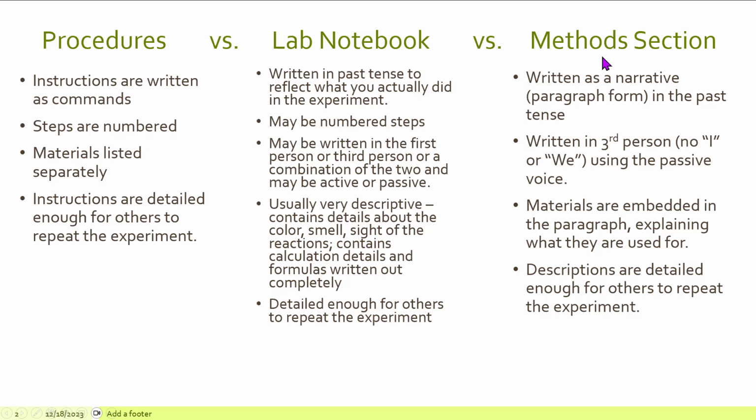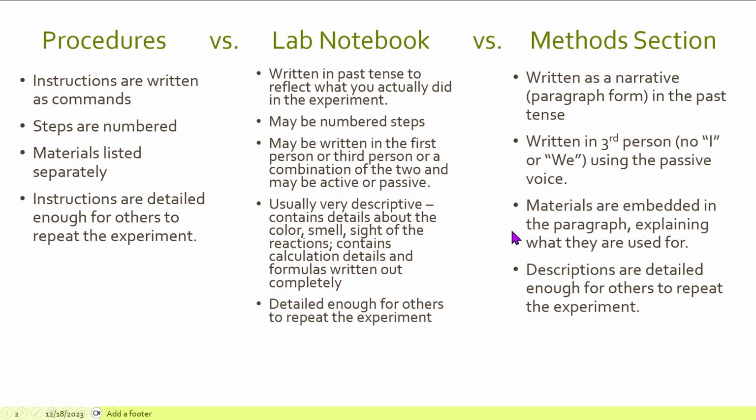And the methods section then for a peer-reviewed journal article is written more as a narrative in paragraph form, and it's always written in the past tense, and it's always written in the third person. So you never say, I did this or we did that. Okay, so it's always using the passive voice. And we'll take a look at a short video that will introduce this concept as well.